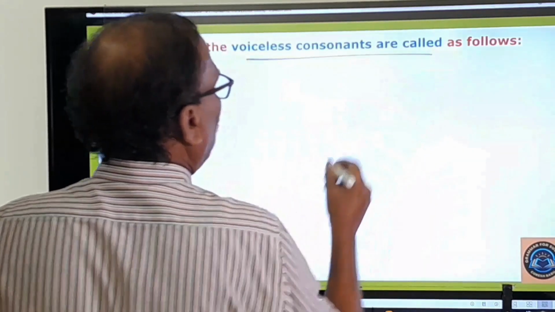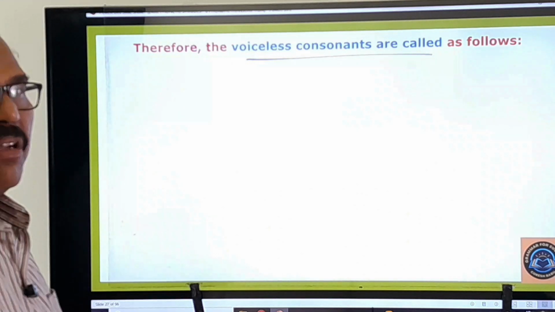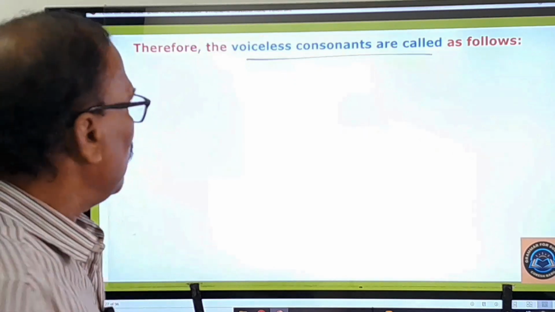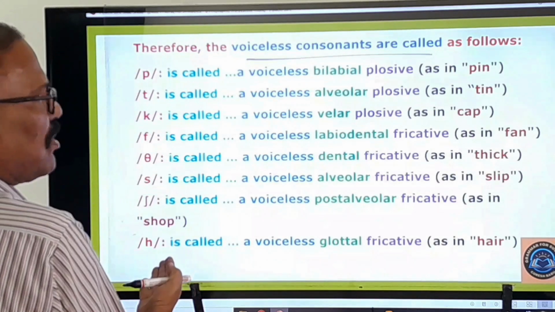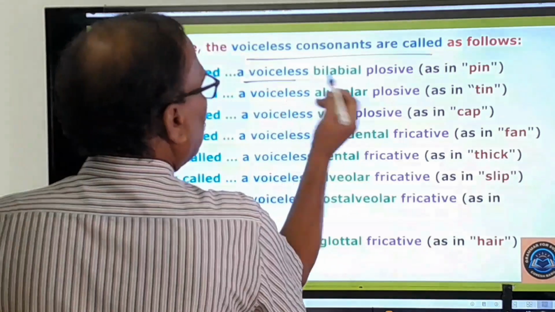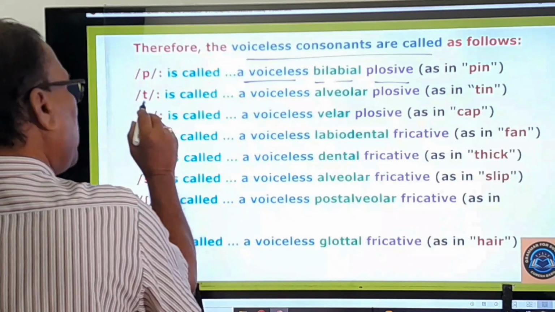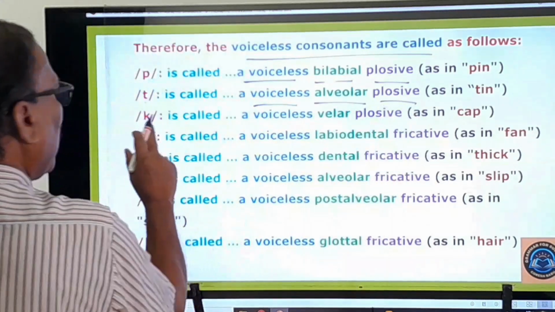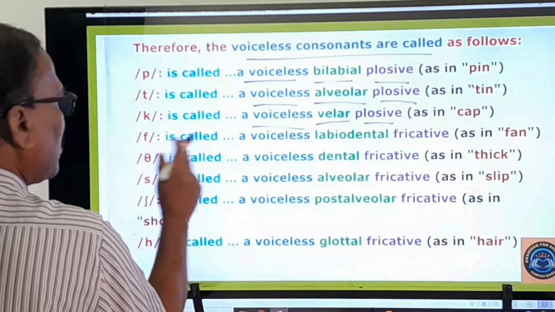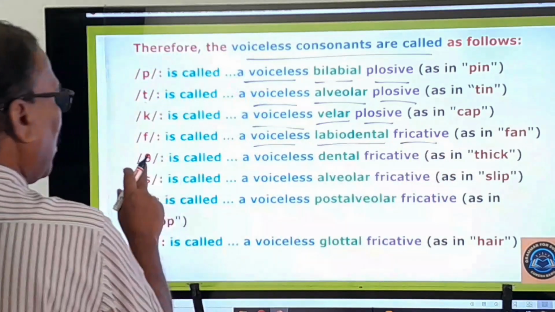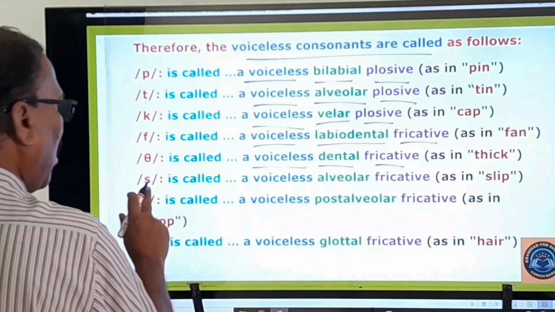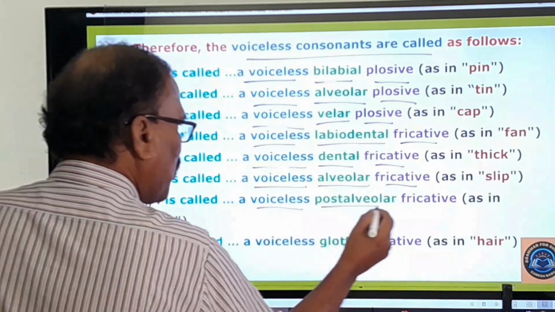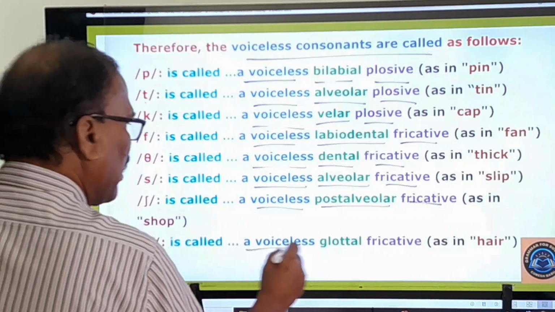Therefore, the voiceless consonants are called as follows. So far, you have learnt what the voiced consonants are called. Now let us see what the voiceless consonants are called. Here you pay attention. P is called a voiceless bilabial plosive. T, that means ta, is called a voiceless alveolar plosive. Ka is called a voiceless velar plosive. Fa is called a voiceless labiodental fricative. Tha is called a voiceless dental fricative. Sa is called a voiceless alveolar fricative. Sha is called a voiceless post alveolar fricative. And ha is called a voiceless glottal fricative.